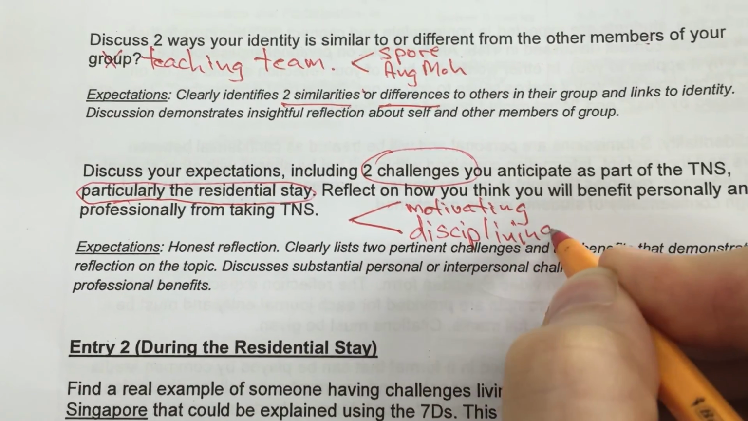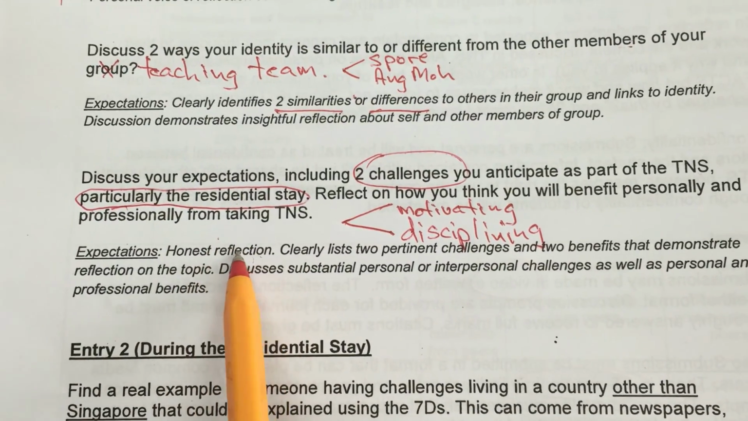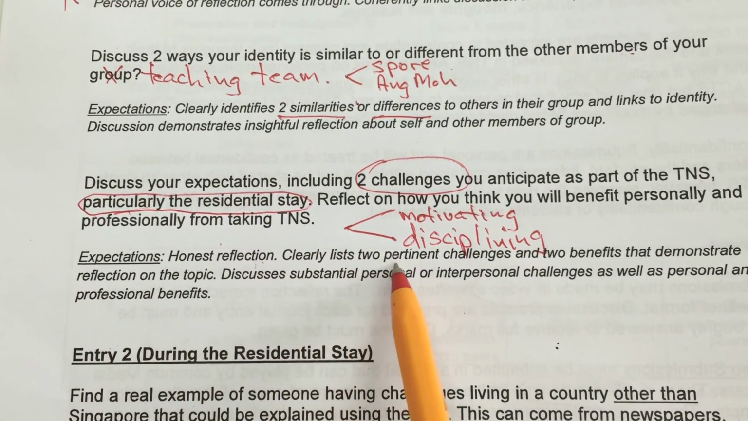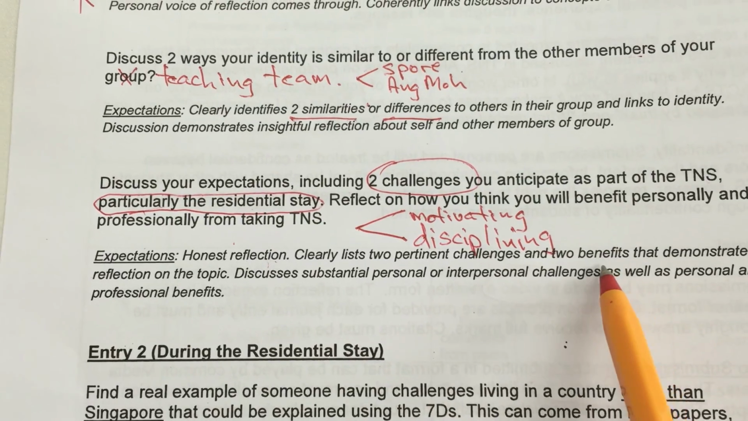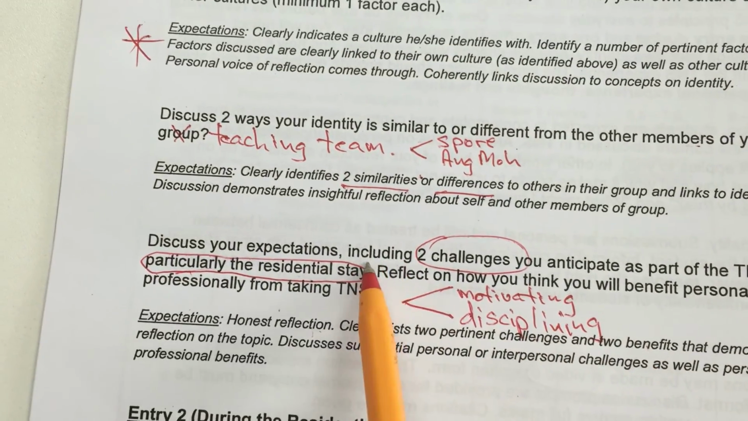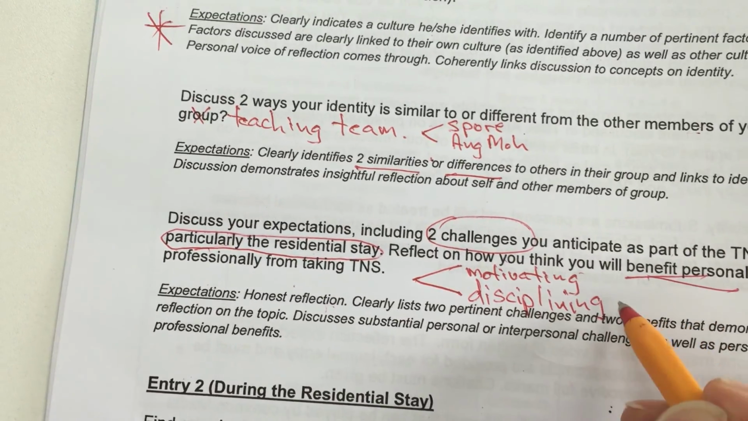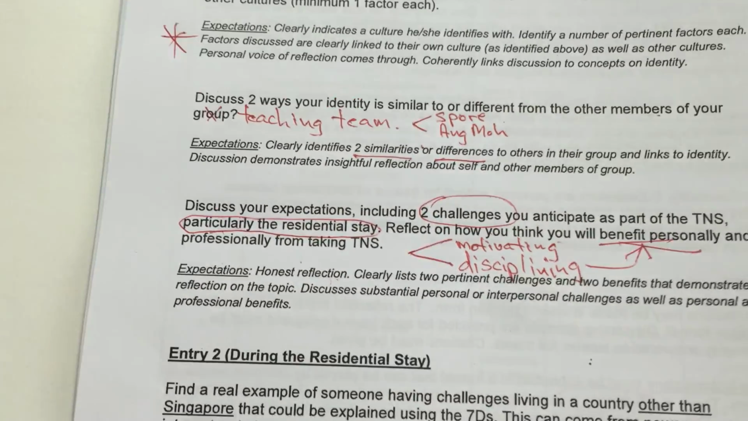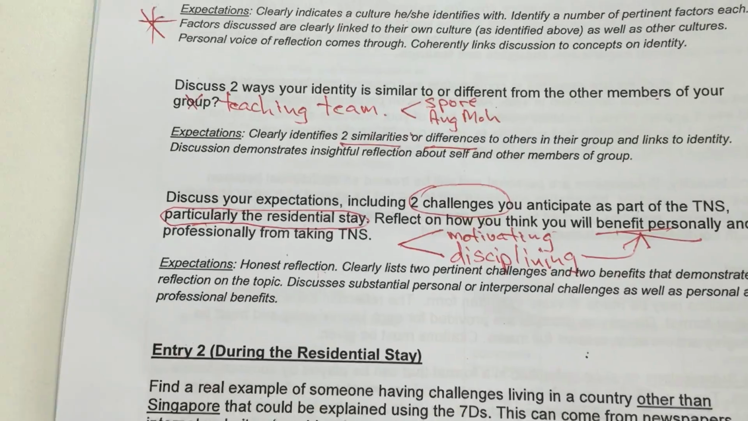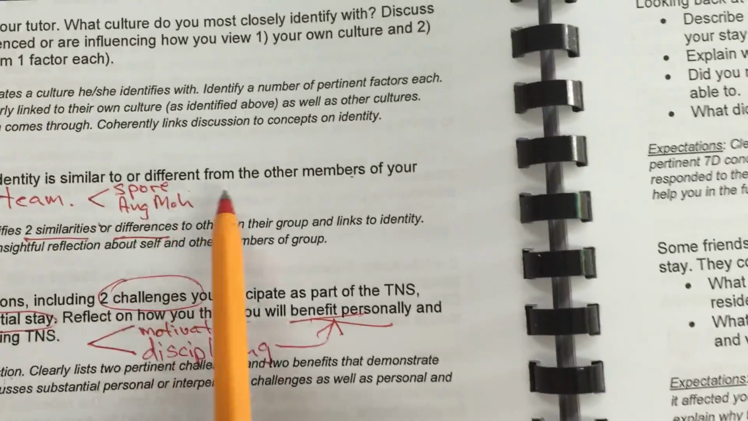Okay, and then if you look at the reflection, just be honest. Clearly list the 2 challenges you face and 2 benefits. Oh, okay, notice it didn't actually say benefits. Oh, here, reflect on how you think you will benefit. Okay, so how is this going to benefit me? So I have to talk about that. Make sure you remember to do that. Let's go back to the other one. Make sure I've answered everything here.